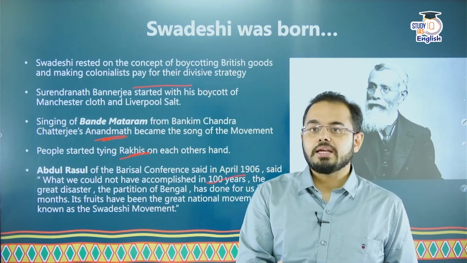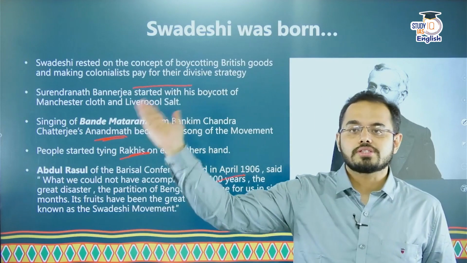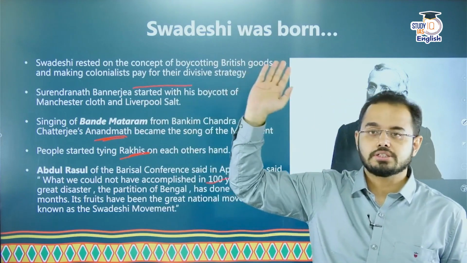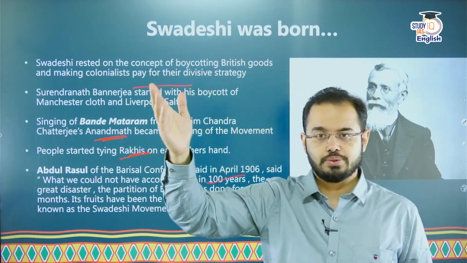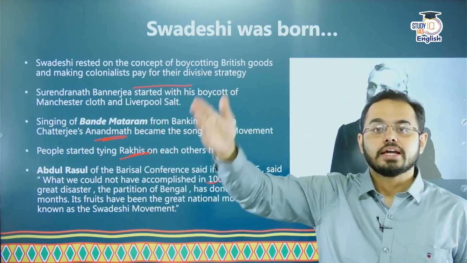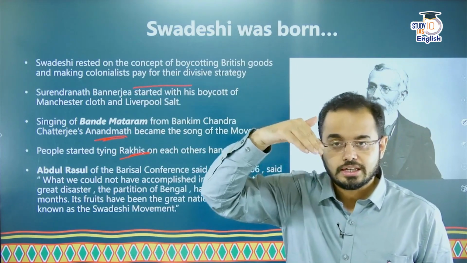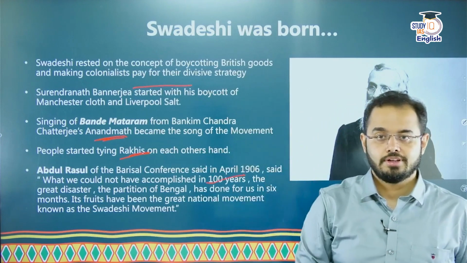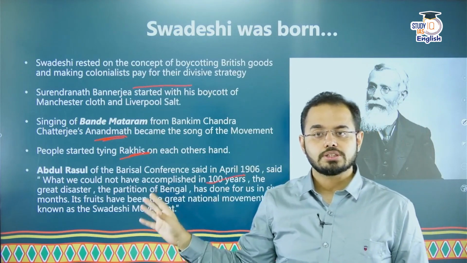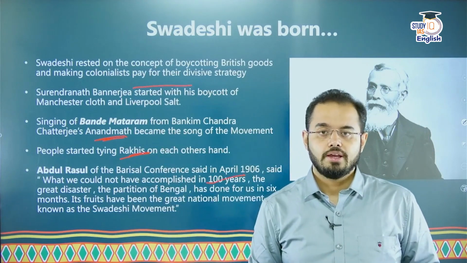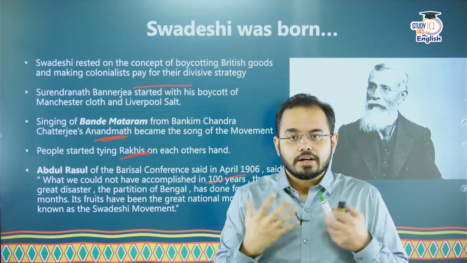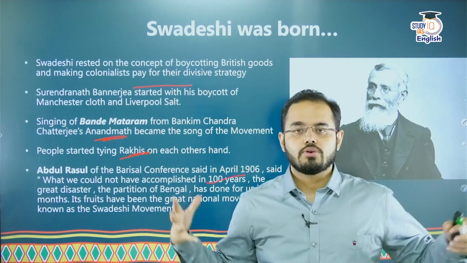That we were not being able to unite for hundreds of years. You know, Britishers were there in India from 1750s. In fact, they were there as traders in India from 1600. So this is what he's saying, that look, Britishers were there for a very long period of time, but it took partition of Bengal to jolt us all together.